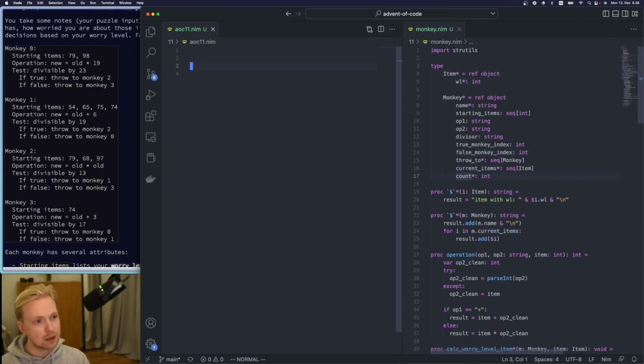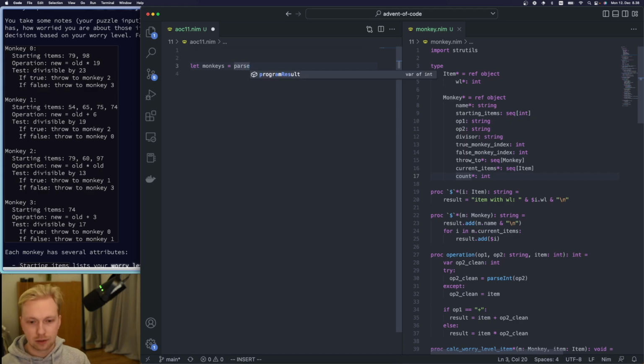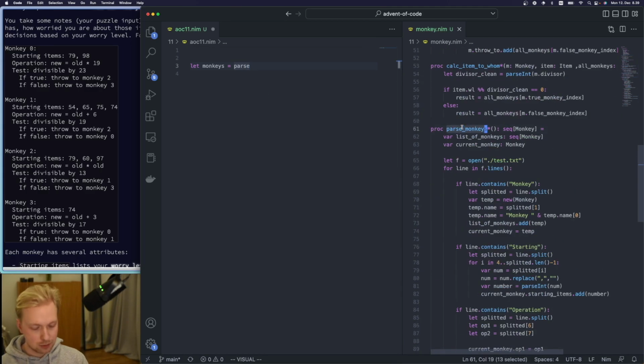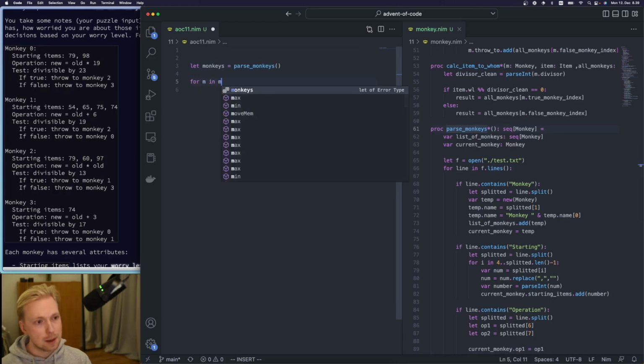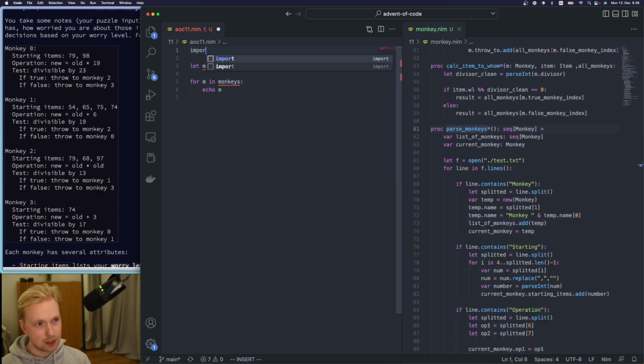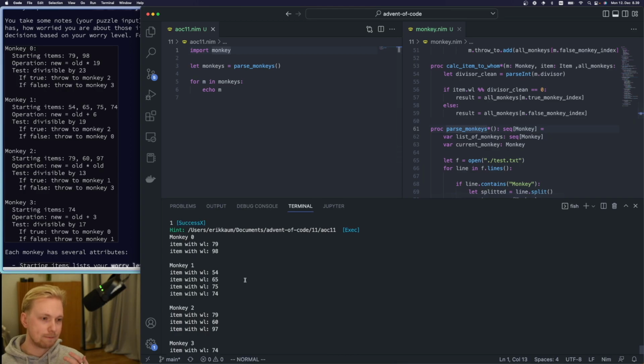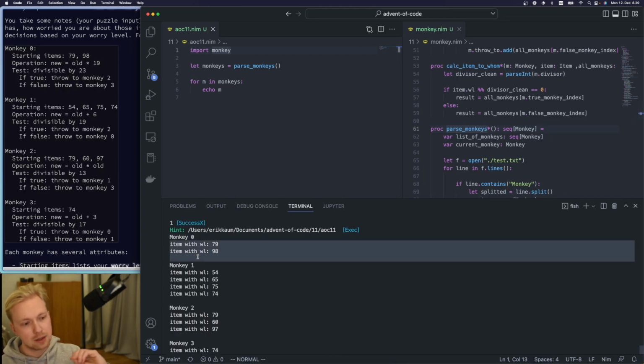So what we can do now is, for example, say let monkeys equal parse. What did I call this actually? Parse monkeys. Like that, and then we can do for m in monkeys, echo m. And of course I have to import monkeys. Let's see if we actually need monkey, yeah, so there's no name collision going on. So this is what we would parse from the input file. This is the initial state before the actual game begins.